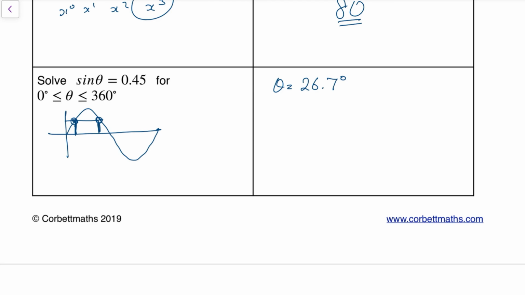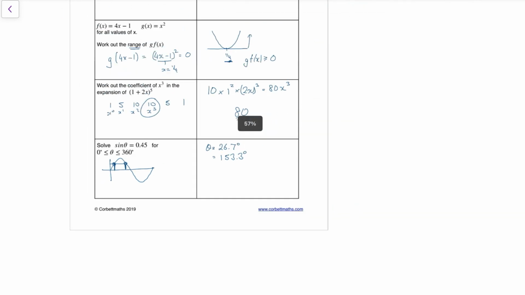Then this one is 180 minus that by symmetry. So again, calculator out if you've got it. If not, just do it in your head. 180 minus 26.7 gives me 153.3. And that's the day done.